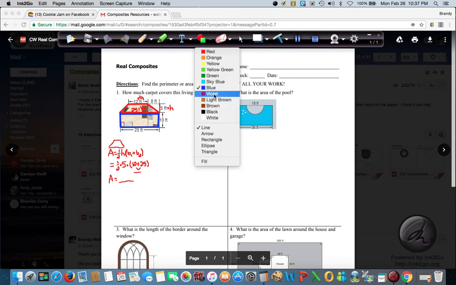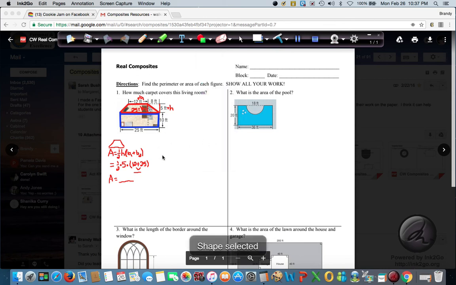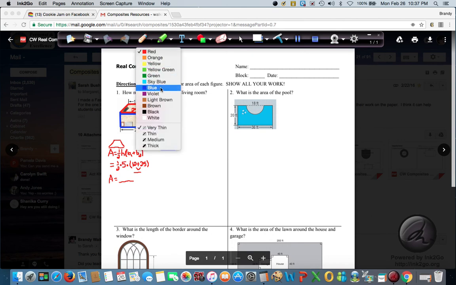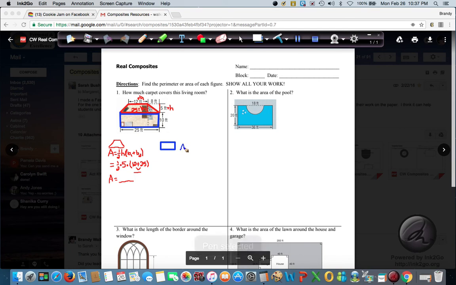Now we have our rectangle right at the bottom. It looks like this. The area of a rectangle is length times width. Remember, when your letters are beside each other, that means multiply. So 25 feet is going to be my length, and 10 feet is going to be my width. It's a 25 by 10. So we say 25 times 10. And that's the area of your rectangle.